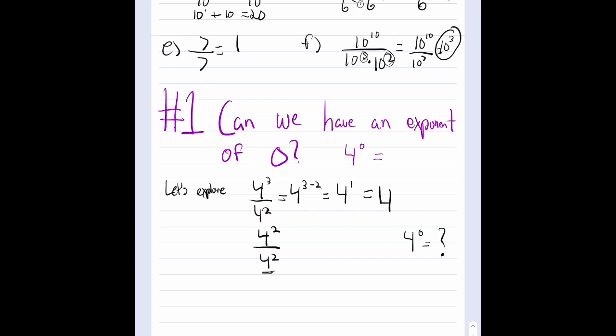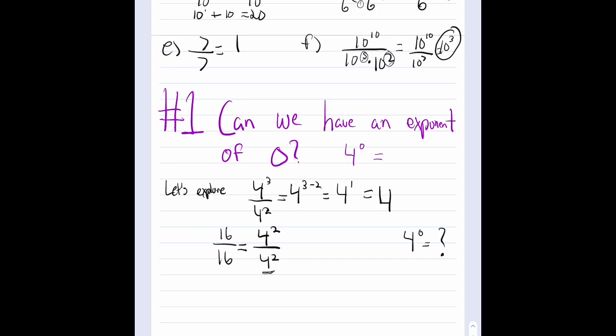How do I do that? Well, I'll give you one hint. You know that 4 squared is 16. And see if you can find what 4 to the 0 will be based on that. So pause the video, see if you can figure it out.